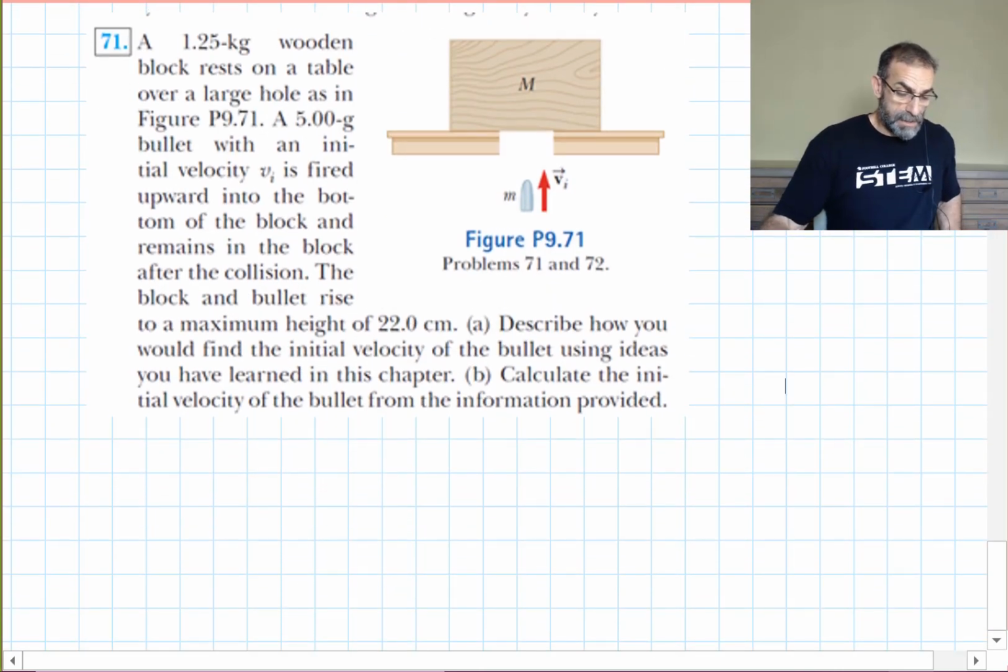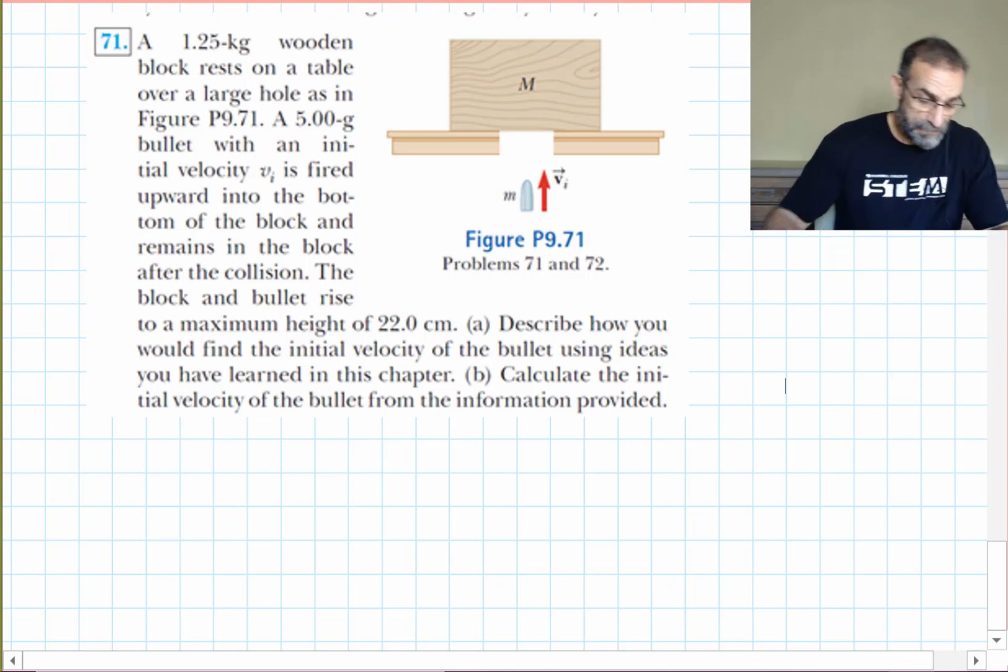Okay, we've got a wooden block resting on a table over a hole, 5-gram bullet, fired upward, stick together. All right, so again, we know immediately this is not elastic because these two objects stick together, right? They become one. So lots of energy is converted into things that we can't account for anymore. Friction, heat, deformation. We will break it up. We'll make a timeline.